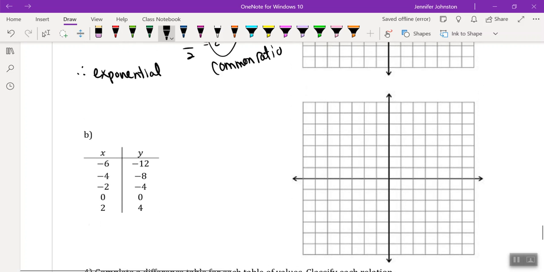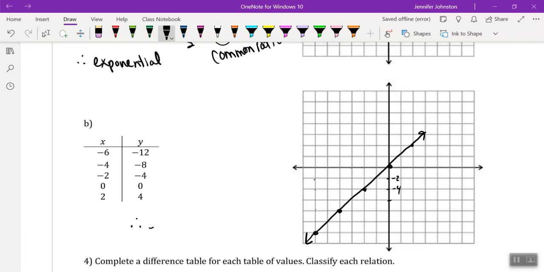All right, and then lastly, let's go ahead and graph this. So we're going over 6 down 12. I don't think it's going to fit. Let's change this. Let's go down by 2's here and 1's here. So 1, 2, 3, 4, 5, 6, and then 2, 4, 6, 8, 10, 12. That fits. Over 4 and down 8. Over 2 and down 4. Over 2 and up here. All right, that looks like we have a line. Again, you can go ahead and check the first differences, but this is a linear function.